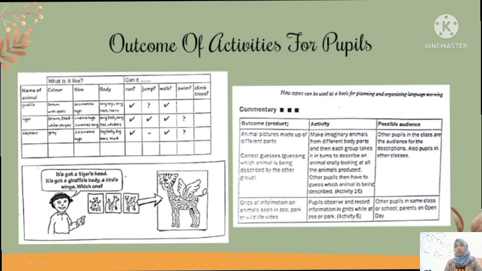And the last column is possible audience. Other pupils in the class are the audience for the descriptions, also pupils in other classes.